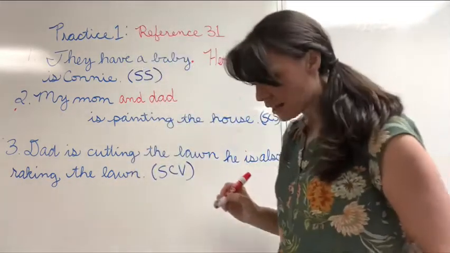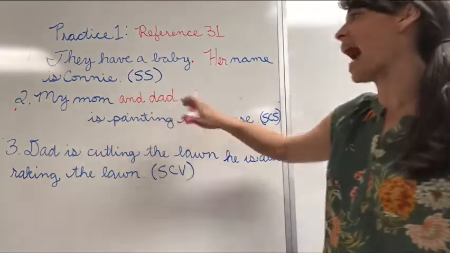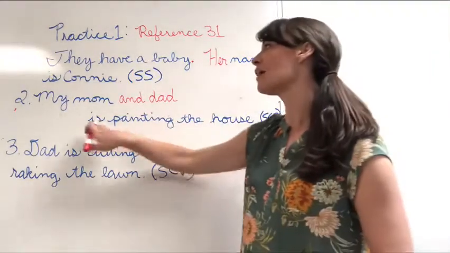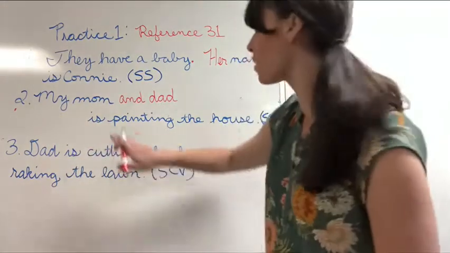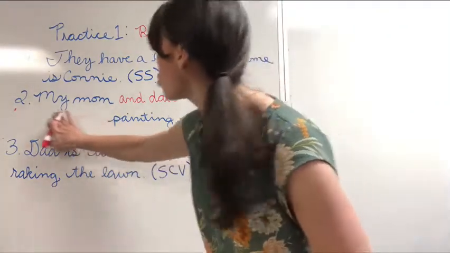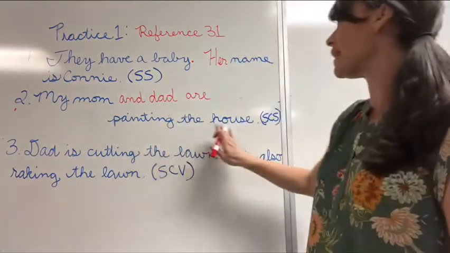Well, we just talked about how I can't have my mom and dad, that plural subject, with this singular verb. I've got to have subject-verb agreement. So is has to change to are. My mom and dad are painting the house.